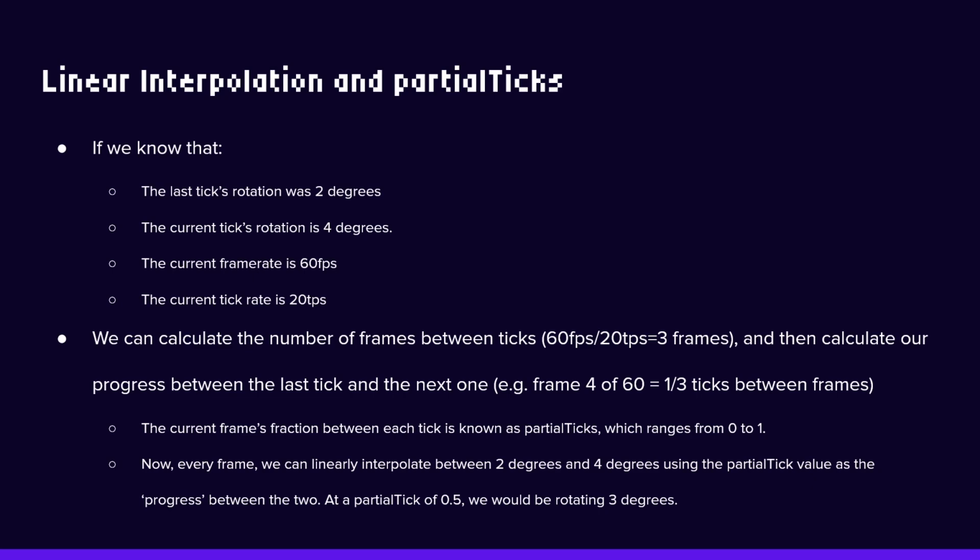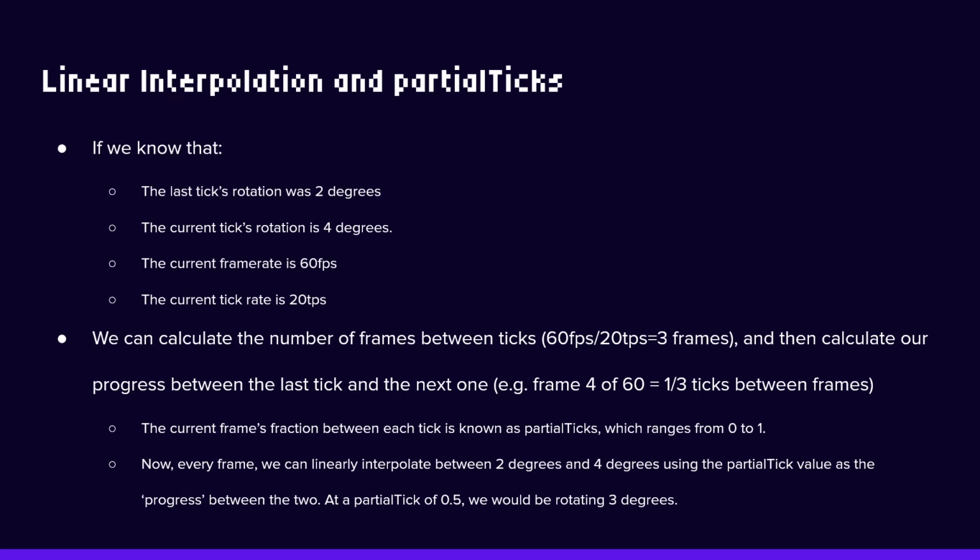So if we're at frame 4, then 1 tick occurred at frame 0, 1 tick occurred at frame 3, and now we're on frame 4. So there has been 1 frame since the last tick, so we can say that our partial tick is 0.3333 repeating, so 1/3. That's our partial tick, because the partial tick is a value that ranges from 0 to 1, where 0 is the tick just happened and 1 is the next tick happening.